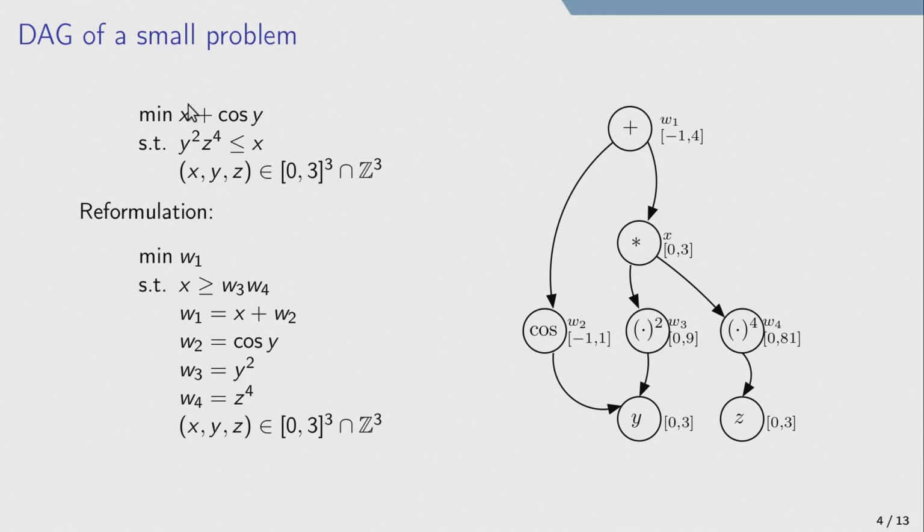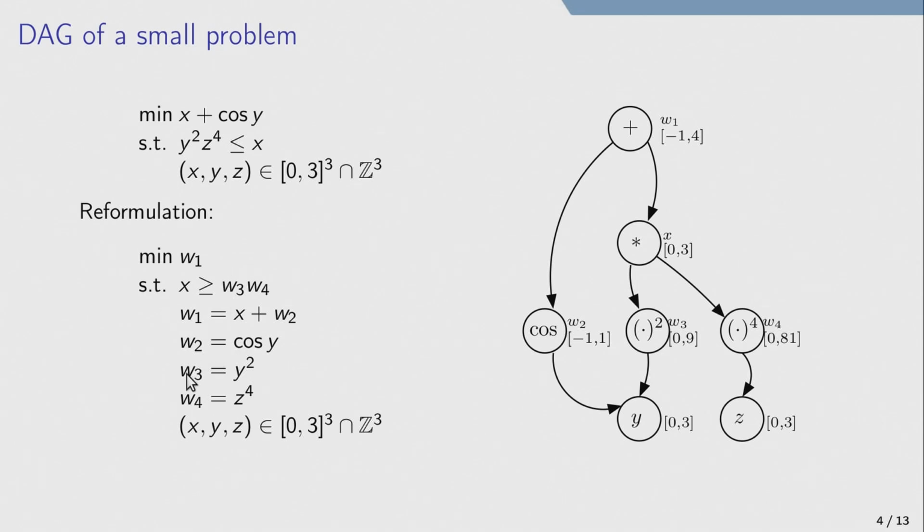You see here, there is a nonlinear objective function x plus cosine of y. And then we have that x is greater than or equal to y squared times z to the fourth. Following all the steps of the reformulation you learned yesterday, you would think, okay, so x is just by itself. Cosine of y, we define a new auxiliary variable w2, which we want to be cosine of y. That's fine. And then we have y squared.